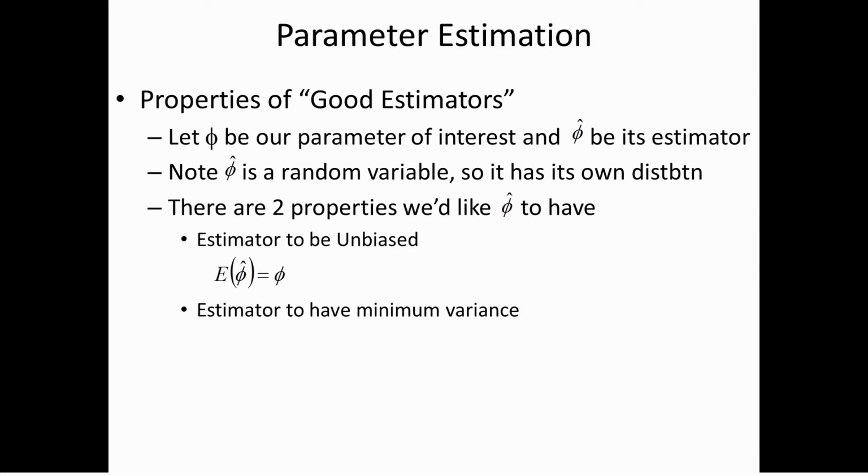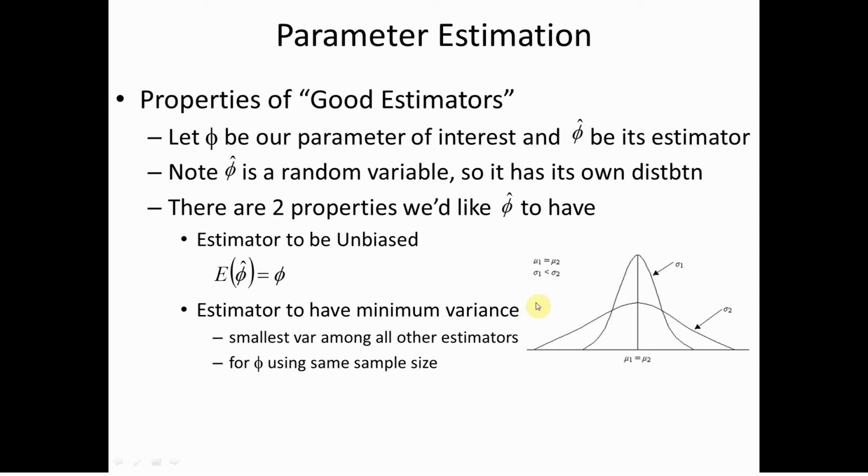Because phi hat is a random variable, it has a distribution. So we'd like the variance of that distribution about phi to be as small as possible. We would like the distribution for phi hat to have the smallest variance among all other estimators for phi using the same sample size.